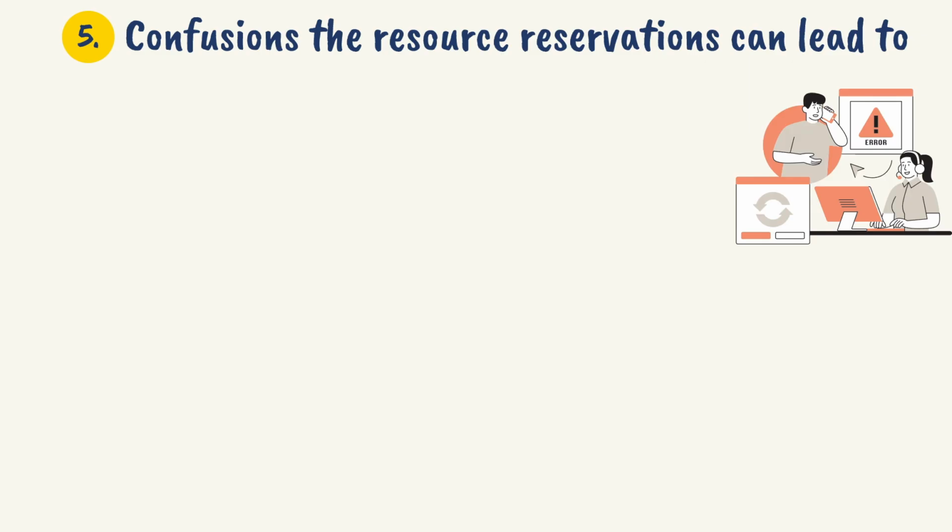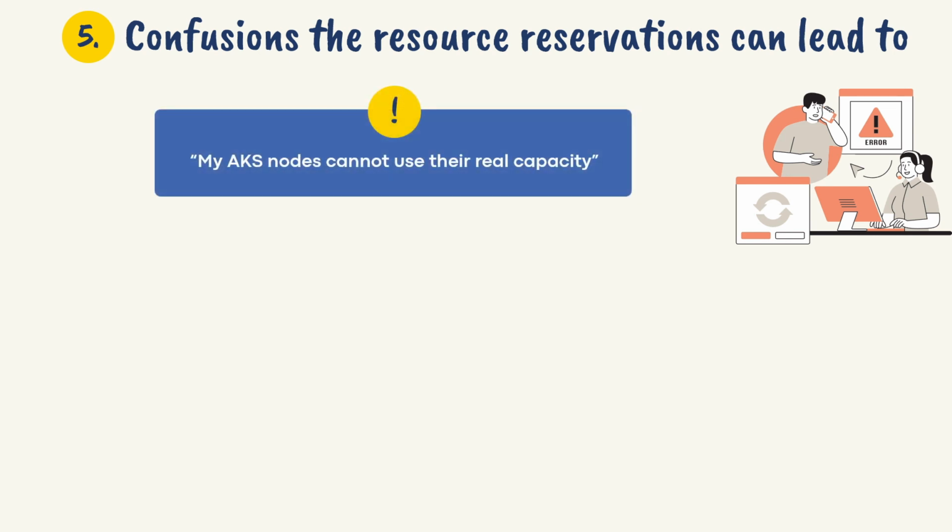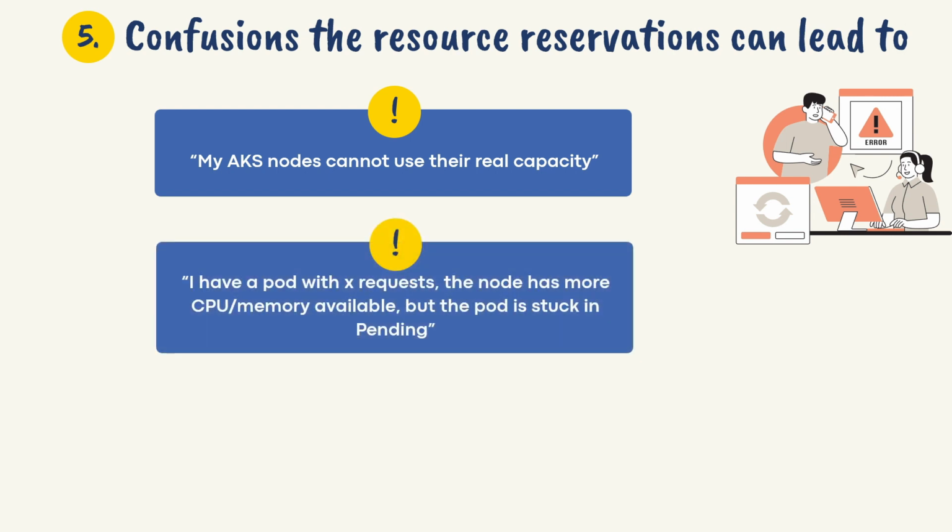Okay, now that we have a better understanding of resource reservations in AKS, let's think of what confusions this subject can lead to. One of them is the fact that you can think that the AKS nodes cannot use their real capacity. It is obvious that this would be unexpected behavior caused by the fact that AKS reserves some of the CPU and memory.